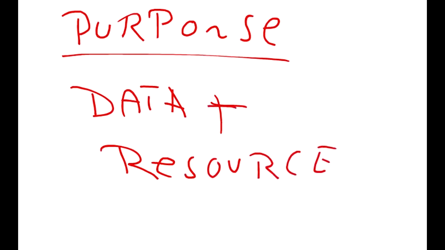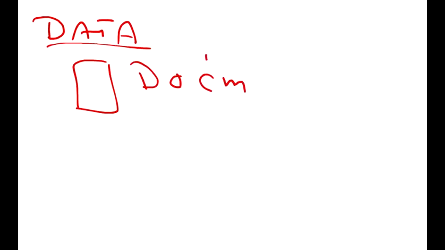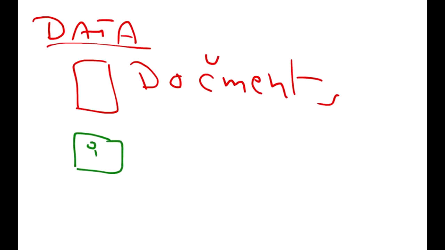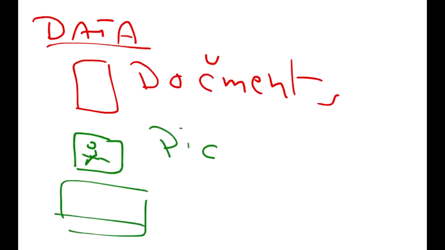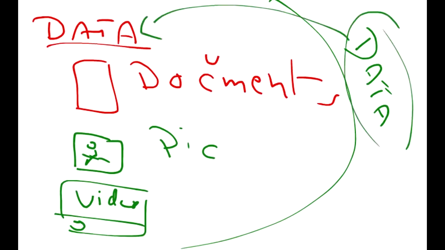So guys and girls, what do I mean by data? Data may be your documents, another example of data is pictures, images, another example is videos, for example videos on YouTube, this video tutorial, and all the things which you share on the internet are examples of data. So we need computer networks to share data among different devices.